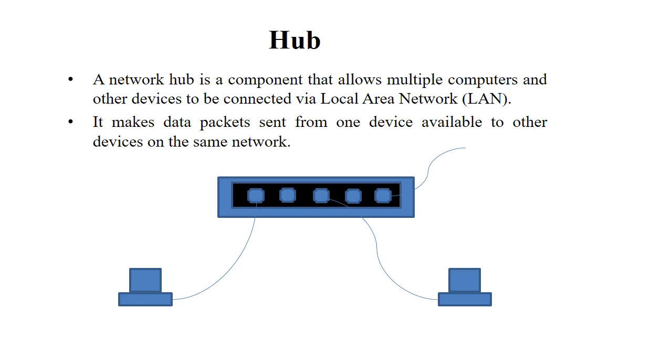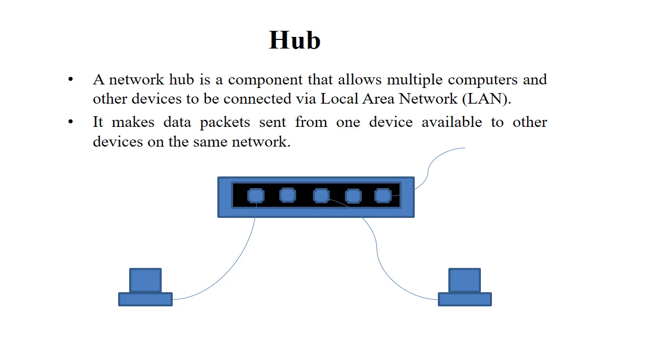The first component is a hub. A network hub is a component that allows multiple computers and other devices to be connected via a local area network, that is the LAN network. It makes a data packet sent from one device available to other devices on the same network. This is a diagram of a hub. A hub contains different ports and each port is connected to a computer.